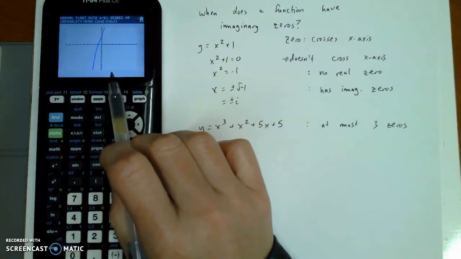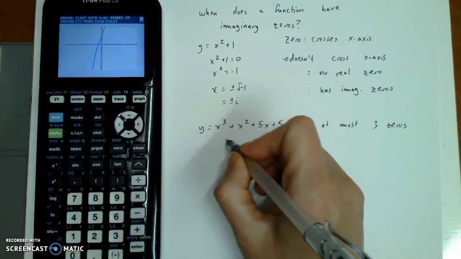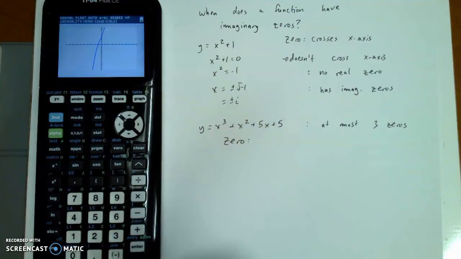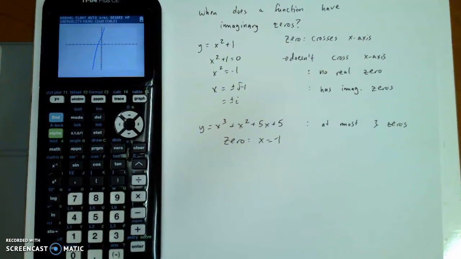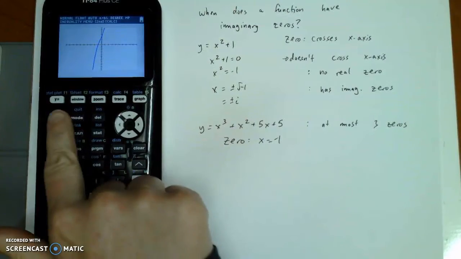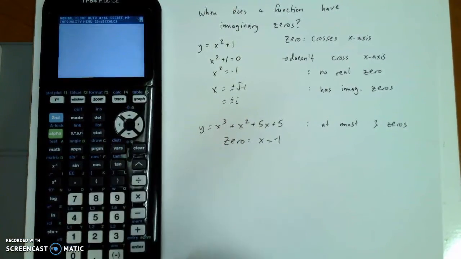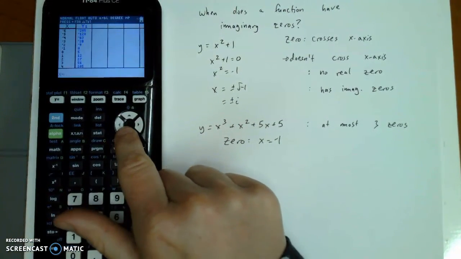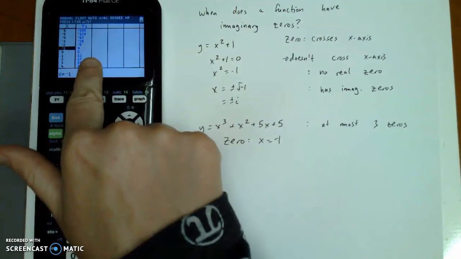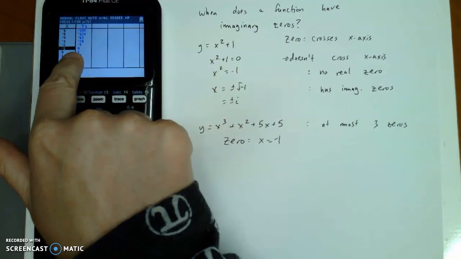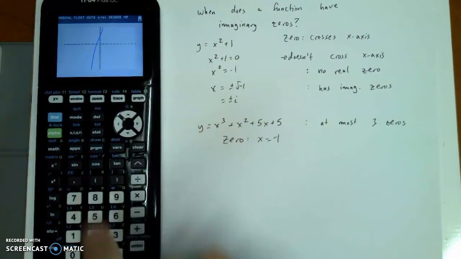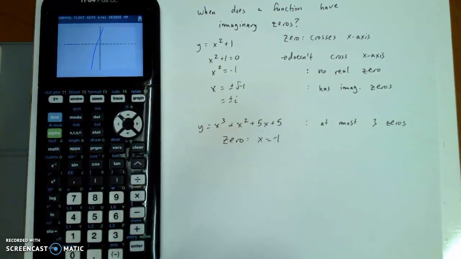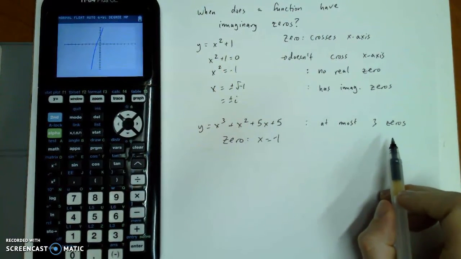Now, I am definitely crossing the x-axis, so I definitely do have a zero, and that zero does look like it's at -1. Let's use my table to check. So let's hit second table. And again, a zero is where the y value is 0. So yes, at x is -1, y is 0. So yes, I do have a zero at -1. So I've got one of them, but I'm expecting to have 3.